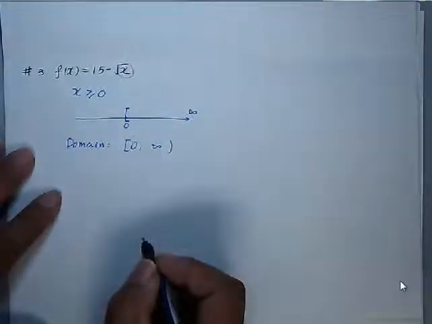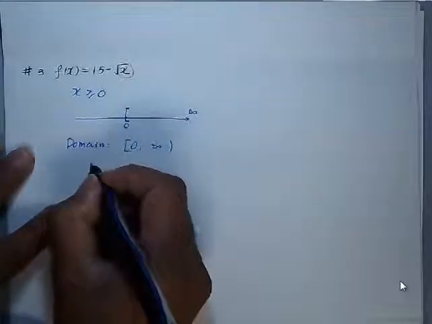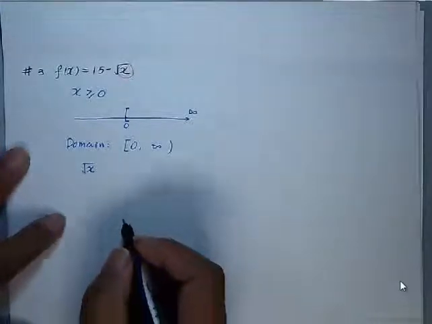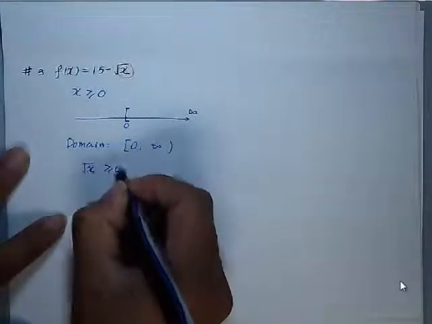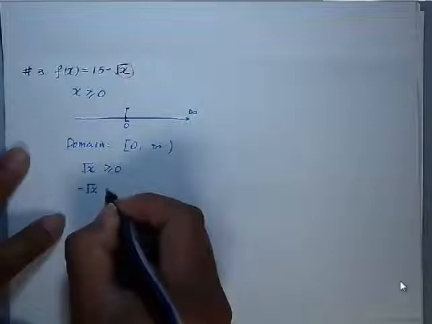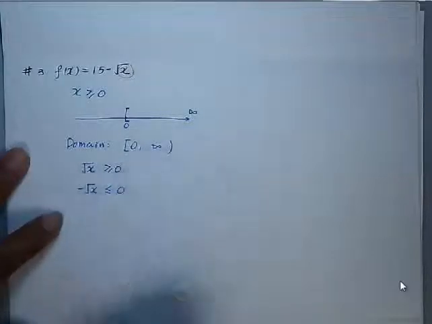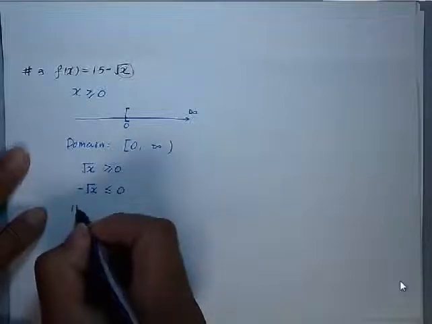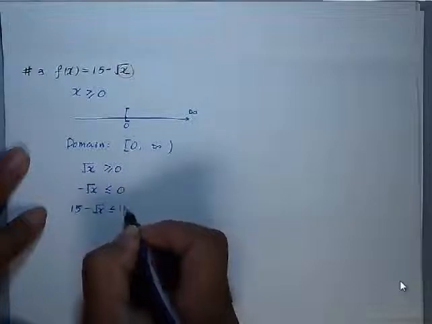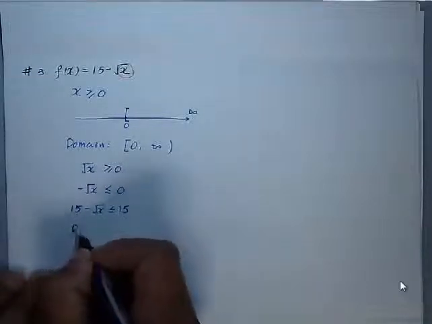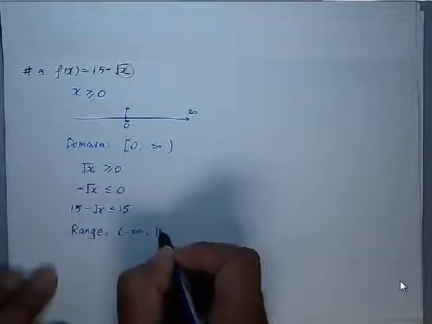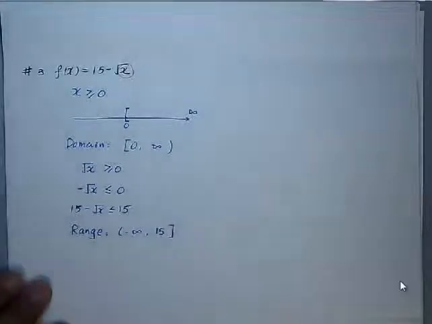Now what's the range? When you take the square root of x, that must be greater than or equal to 0, right? And if you take the negative of that, that will be less than or equal to 0. Add the 15 to both sides. That will be less than or equal to 15. Then our range is from negative infinity to 15, including the 15.